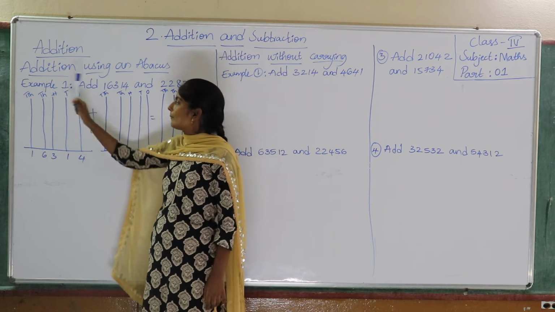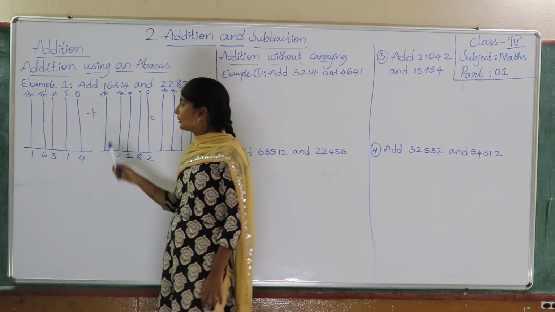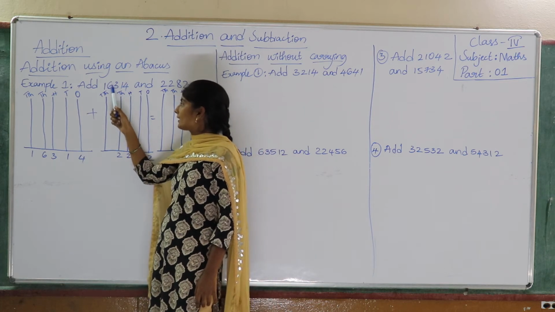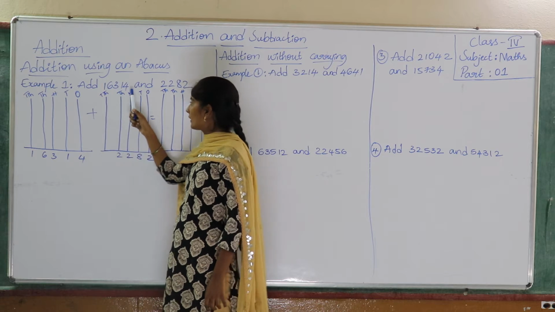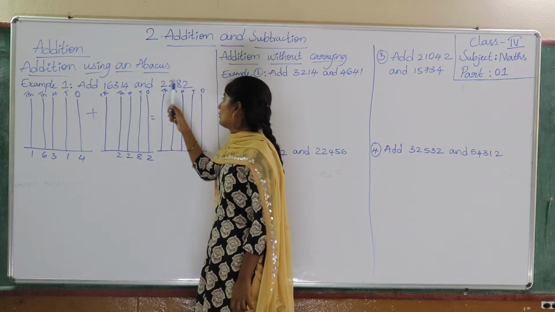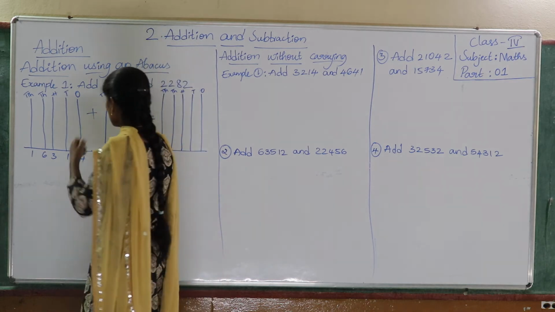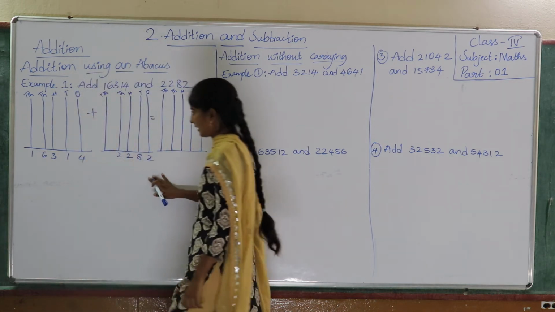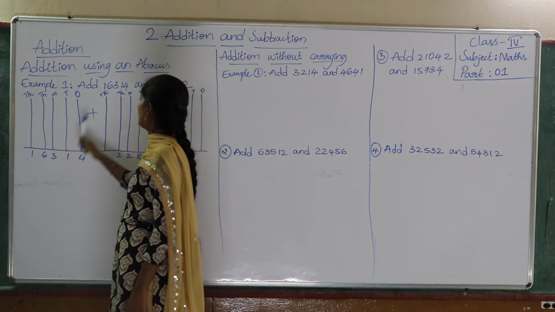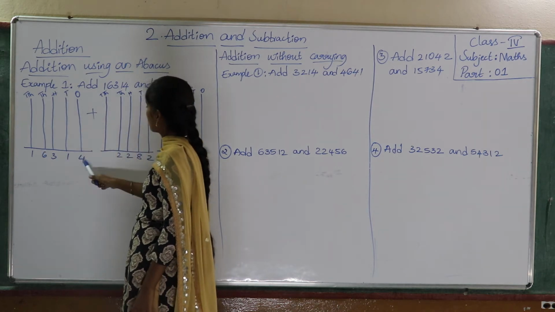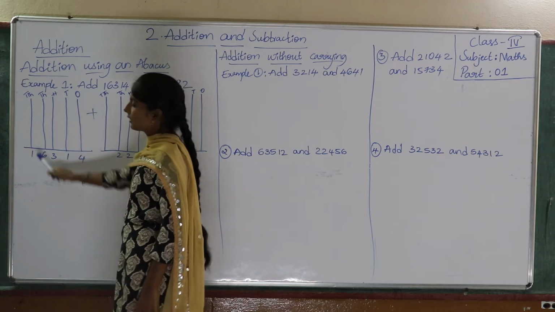See the first example, add. You know place value, no? So ones, tens, hundreds, thousands, 10,000. Means it is 16,314 and 2,282. Now we should add this. So see children, here I draw an abacus. Now we should draw beads. Here the first number is 16,314. We know ones place, tens, hundreds, thousands, 10,000.